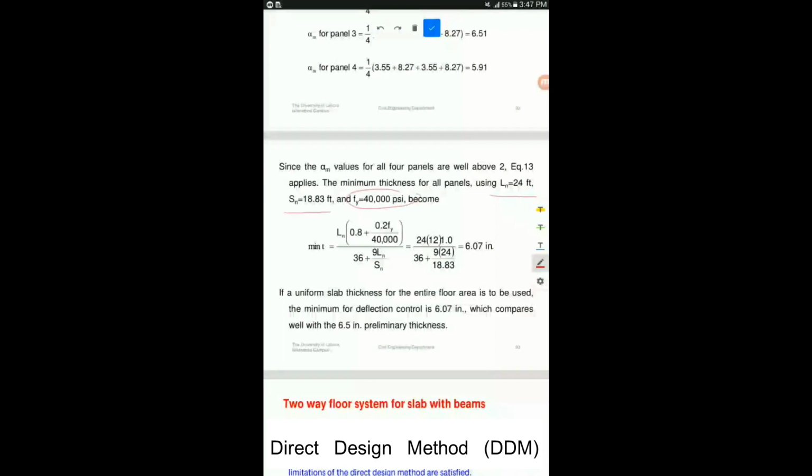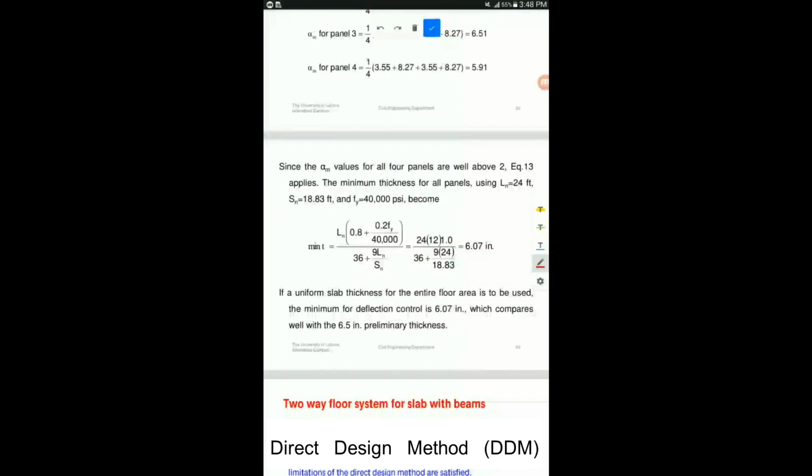So we're going to put all these values in this formula, and the value coming out to be is 6.07 inches. This is the minimum required slab thickness as per the code. The provided thickness is 6.5 inches, so we are on the safe side. If the provided thickness is less than the minimum required, we're just going to write that the provided slab thickness is not in accordance with the code and it needs to be revised.